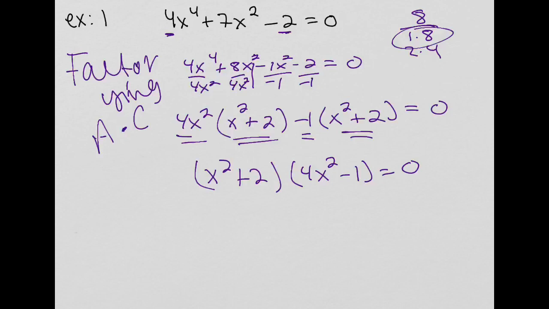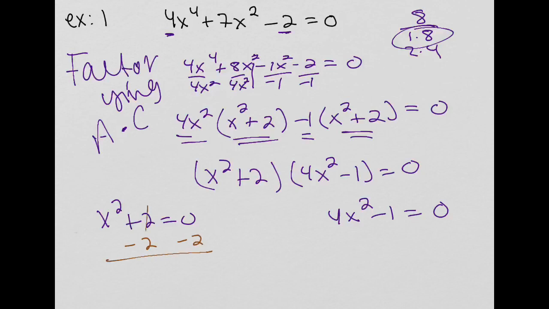Therefore, we're going to set up each set of parentheses equal to 0. And we're going to try to solve. And this is where we're going to use the square root to solve. Okay, so I'm going to subtract a 2. This way we have x squared equals negative 2. Then I'm going to take the square root of both sides. x equals plus or minus the square root of negative 2.